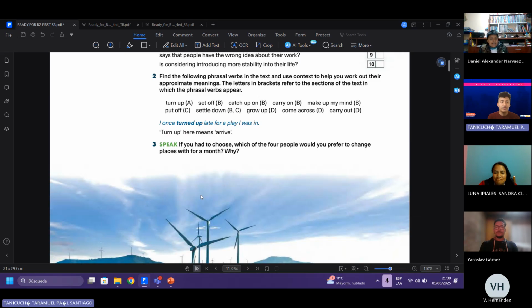Who wants to start? Okay, let me know. Let's see. Jaroslav is going to start. Please. If you had to choose, which of the 4 people would you prefer to change places with for only 1 month?